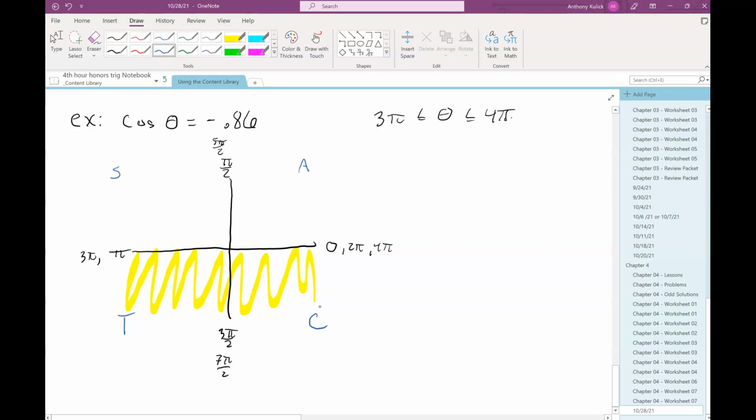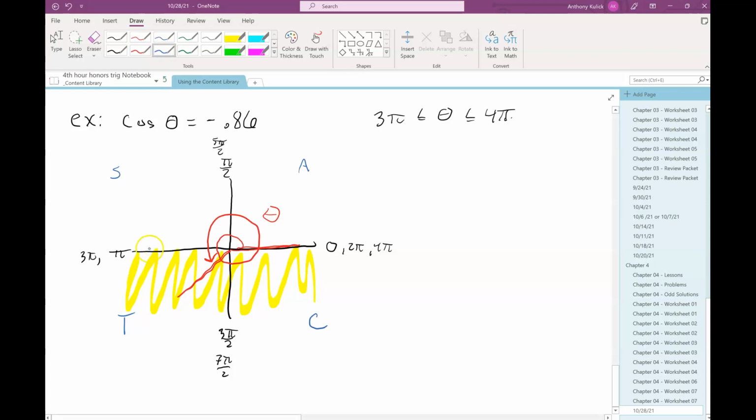Using All Silly Turtles Crawl, from quadrants 3 and 4, which one is cosine negative in? Quadrant 3. Everybody good with that? So I'll put in my terminal side. If I draw my standard position angle, that's my theta, right? Notice I had to go around more than once, because I had to get between 3 pi and 4 pi. So far, so good?